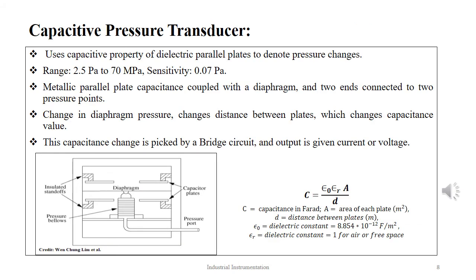The capacitive pressure transducer is another type of electrical pressure transducer, where the capacitive property of the dielectric surfaces is used to measure and attribute to pressure. The device consists of parallel metallic plate capacitors coupled with the diaphragm and is exposed to process with the unknown pressure and known pressure at two of its sides respectively. The measurement range is from 2.5 Pascal to 70 megapascal with a sensitivity of 0.07 Pascal.